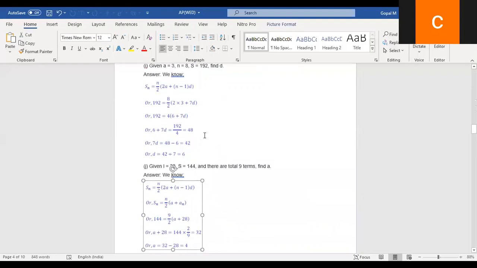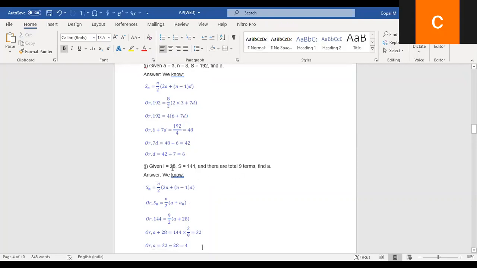Next is the 9th one. A value they gave 3, N value they gave 8, Sn value 192. They're asking us to find the D value. Just apply the Sn value. All the values, A value, N value and Sn value, if you apply, you'll get the D value 6.